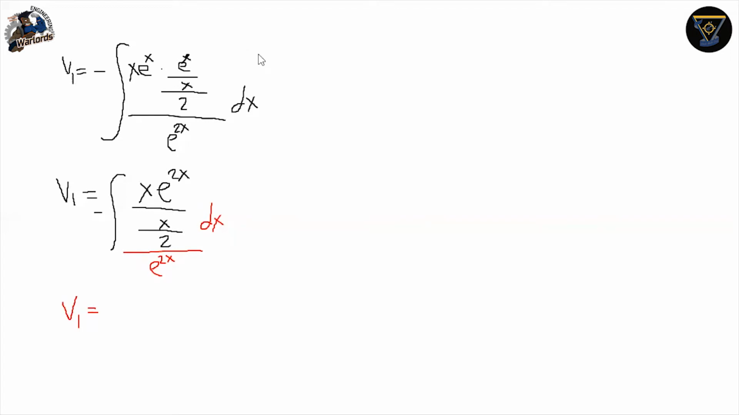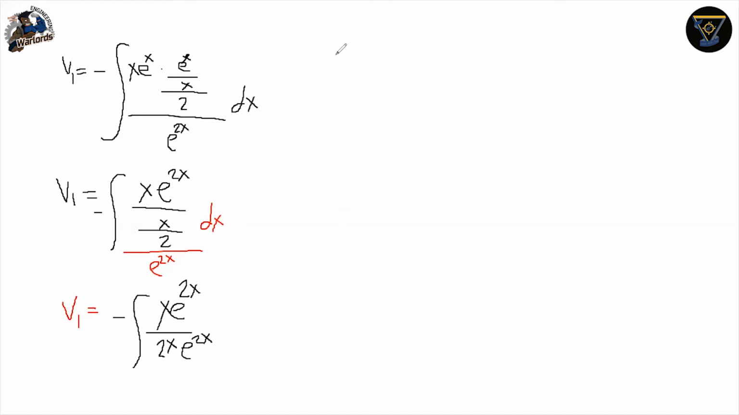So V1 now, let me just change the color. V1 is equal to minus integral. All right, let's see what we can cancel. So at the top, it is x e to the 2x divided by x. But remember that it's also divided by 2. So when you divide by 2, you're multiplying by a half. So this is going to be e to the 2x, and then now you're dividing by e to the 2x. I hope you guys see that.